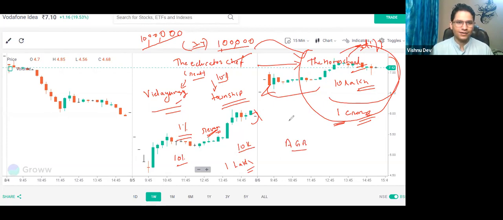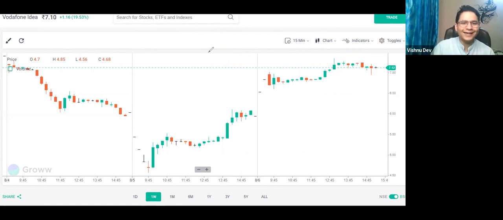Now again, it is like year by year, all years together. The AGR dues on Idea is around 60,000 crores. Okay, the company was not supposed to pay. But again, many will buy the stock for a short term, not for a long term.